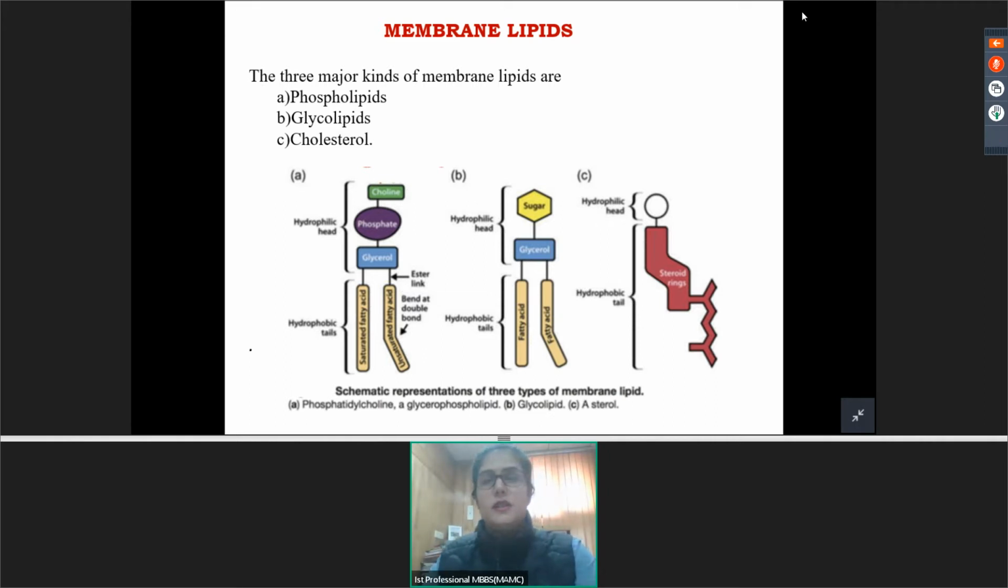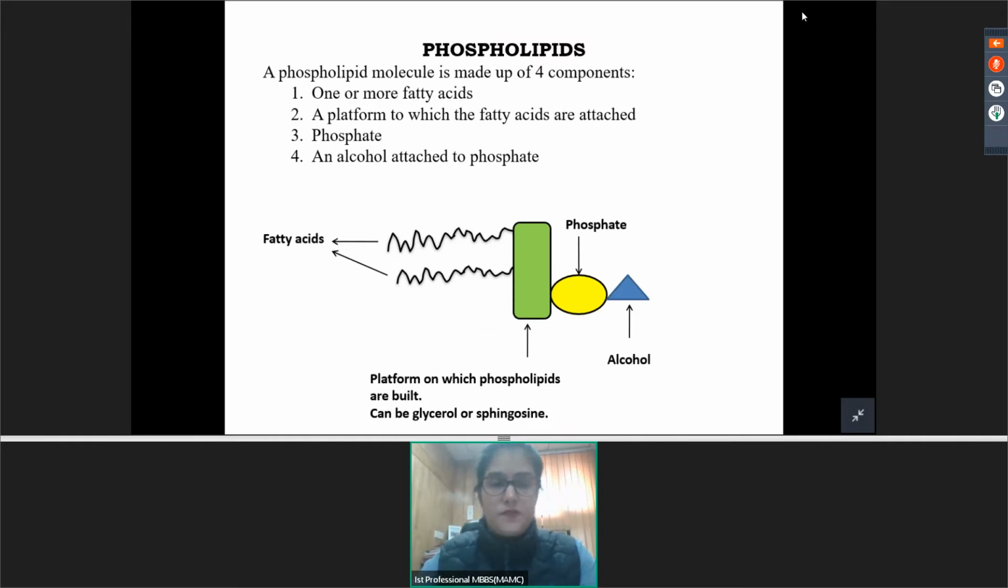Now we will look into the details of each of these kinds of lipids. First, we'll discuss phospholipids. A phospholipid molecule is made up of four components. This diagram out here shows the basic structure of a phospholipid molecule. It consists of fatty acids which are attached to a platform. This platform may be glycerol or it can be sphingosine. This in turn is attached to a phosphate group, which in turn is attached to an alcohol. So this is the basic structure of a phospholipid.